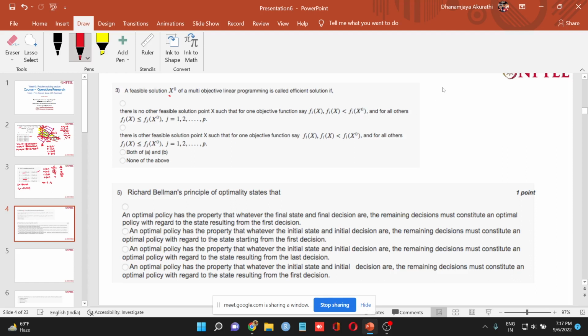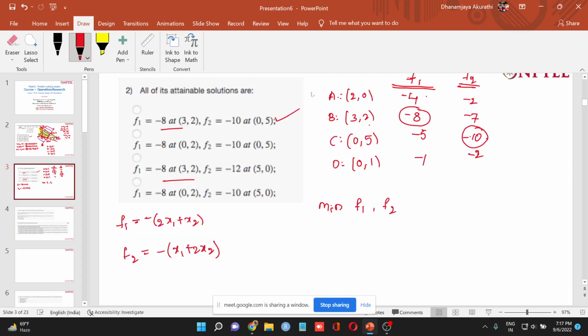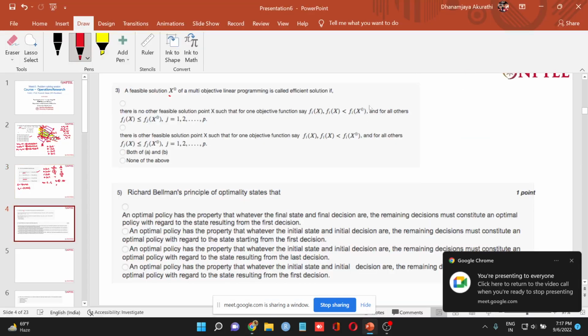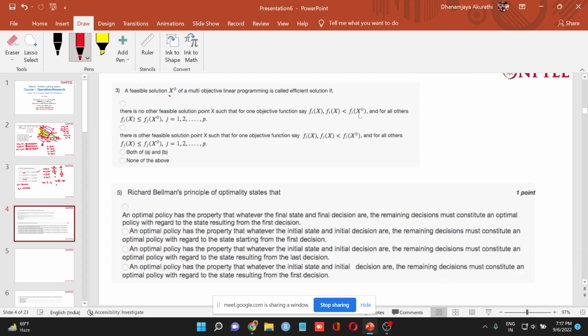If we had two solutions like at A and at B, we can obtain the values of the objective functions, right? So here B corresponds to x naught, and A, C, D are other x's. Then if f of B is attained at the point B, no other solution x has fi of x less than fi of x naught.